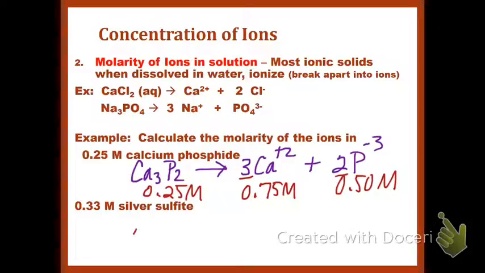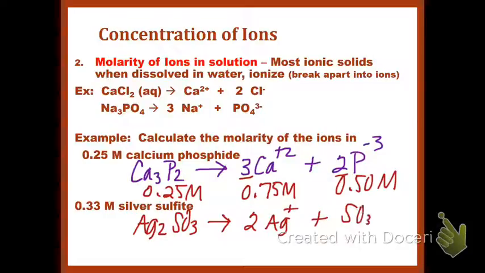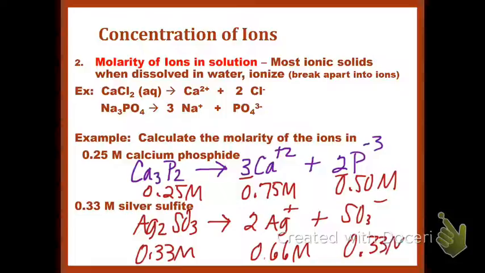For silver sulfite, you have Ag2SO3. When it breaks apart, you get 2 silver plus 1 sulfite. So if I start out at 0.33 of the total, that means I would have 0.66 for the silver, and then for the sulfite I would just have 0.33. That's going to be an important concept, that you understand that it does that, and you don't forget it. And I can tell you in AP Chem, that's something that trips kids up all the time. They forget to do that part. They forget to say, oh, there's 3 when it broke apart, and they forgot to triple their concentration. So that's an important thing to get down now.